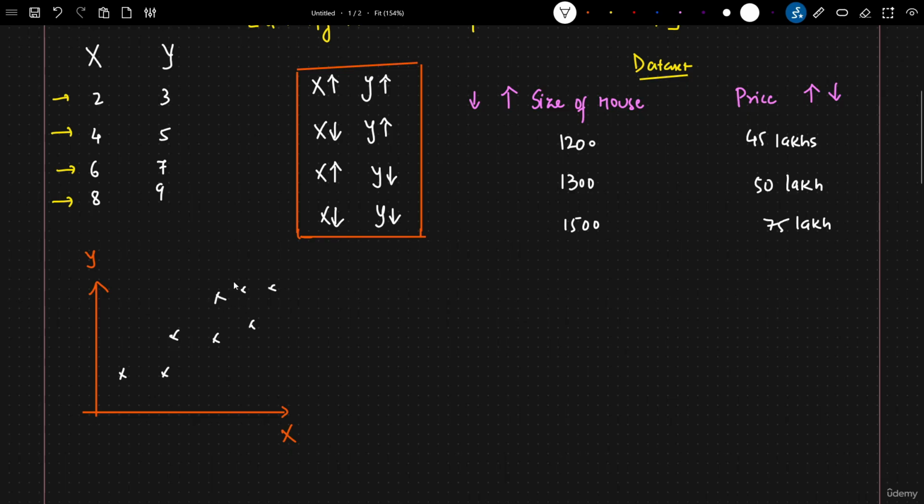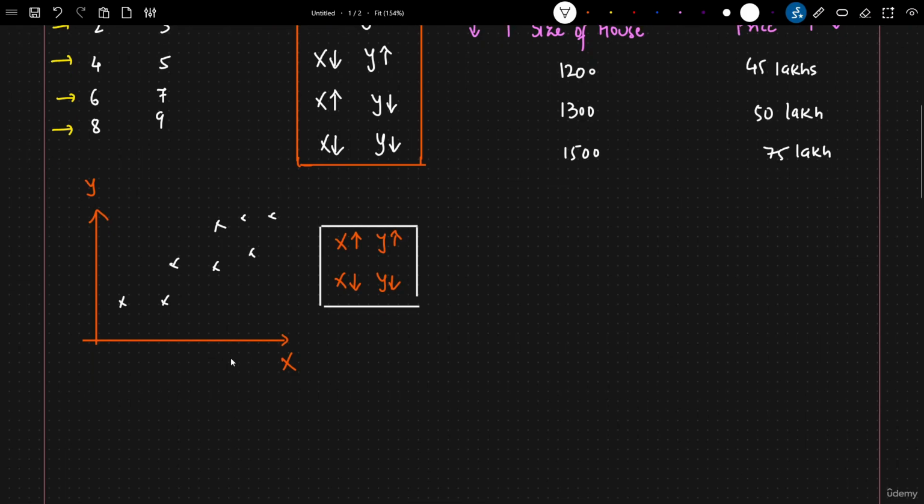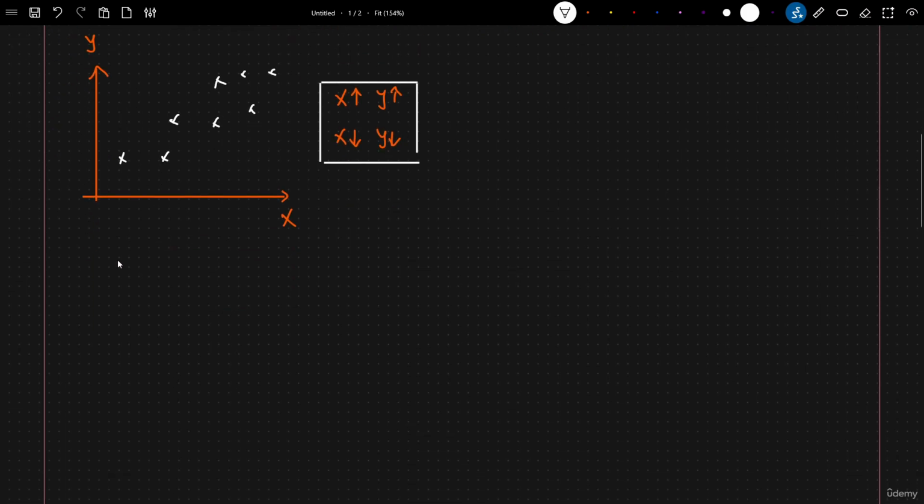So as x increases, here two important patterns we are seeing. When x increases, y is also increasing, and when x decreases, y is also decreasing, right? So these two patterns we are able to see from this specific data set. This is really important to understand. Okay, one more pattern that we can specifically have. Let's draw the other pattern, which is possible with respect to this x and y random variable.